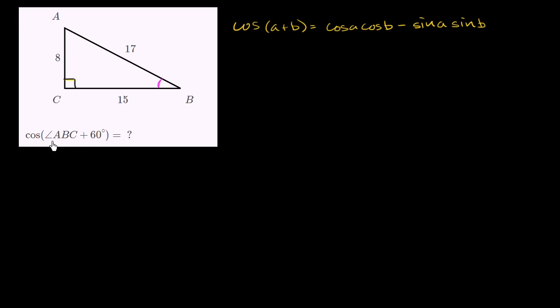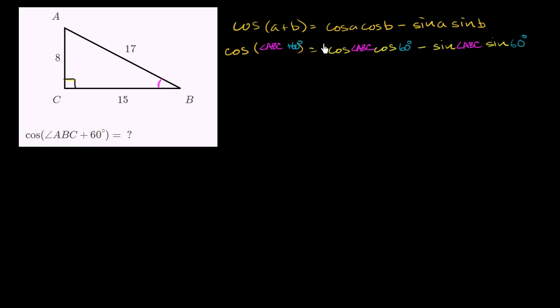So we could do the exact same thing here with the cosine of angle ABC plus 60 degrees. This is going to be equal to, and let me just write out the whole thing, the cosine of angle ABC times the cosine of 60 degrees minus the sine of angle ABC times the sine of 60 degrees. So this right over here is angle ABC. This is angle ABC. And this is 60 degrees. And this is 60 degrees. So let's evaluate each of these things.